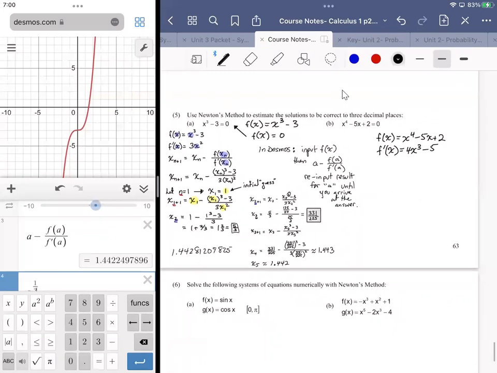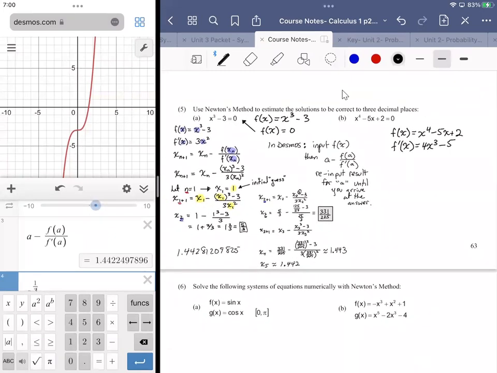If I need to give the rule, which is often the case, following this model here, I would write x sub n plus 1 is x sub n minus the original function replacing all of the x's with an x sub n. So x sub n to the fourth minus 5x sub n plus 2 over 4x sub n to the third minus 5.